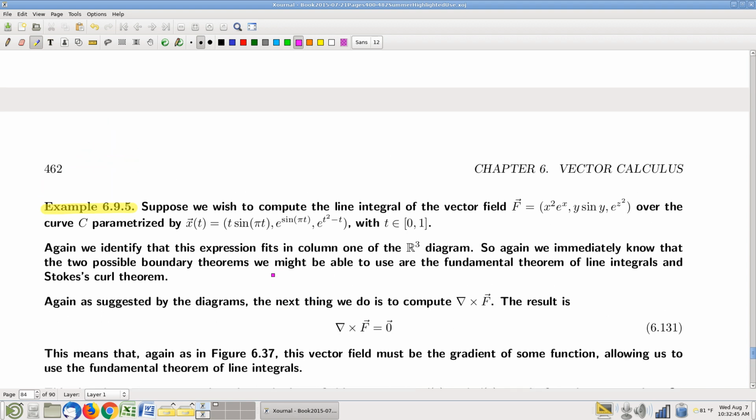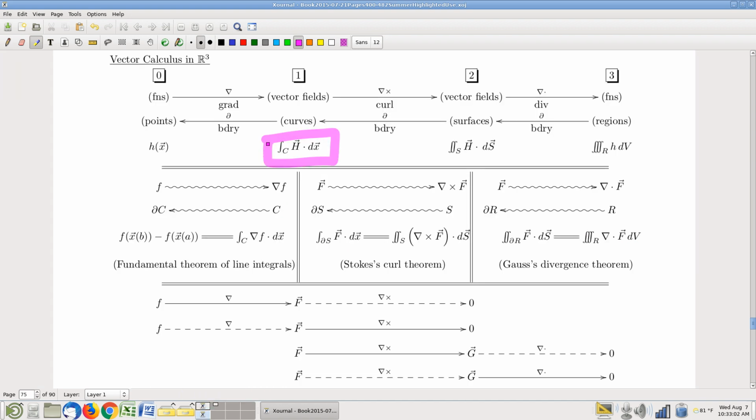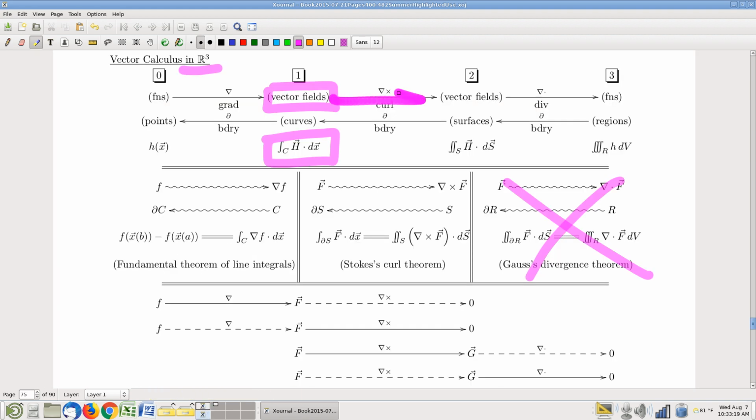Let me not get ahead of myself here. So another line integral. I got a vector field, got a parametrized curve. 1, 2, 3 components. 1, 2, 3 components. We're looking at a line integral in R3 again. So here we are again. Line integral. Vector field in R3. This is right out. Okay. What does the diagram tell us to do? The diagram tells us to compute the curl of that given vector field.